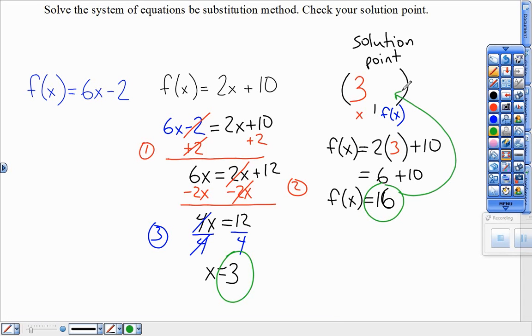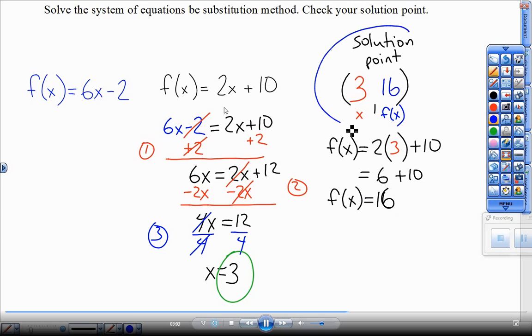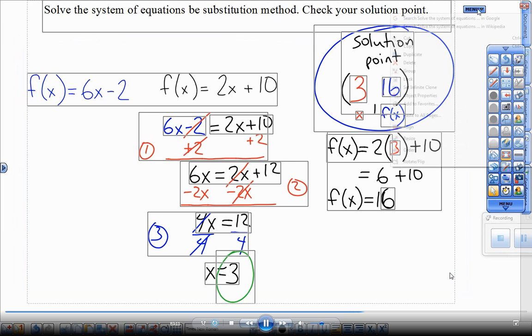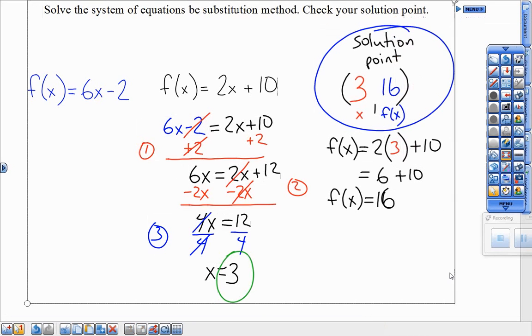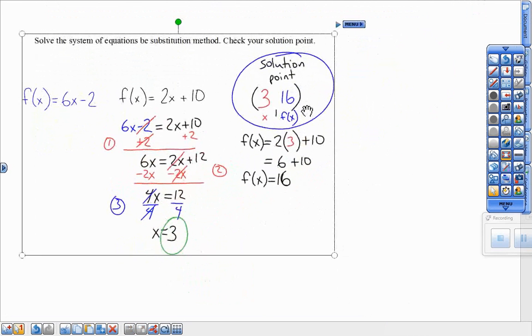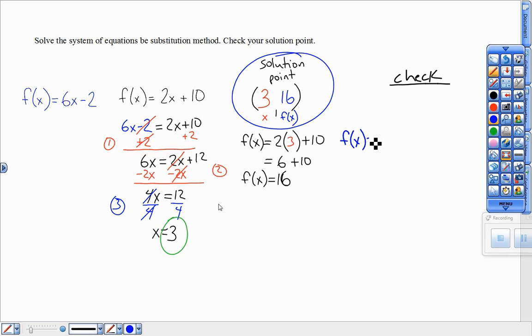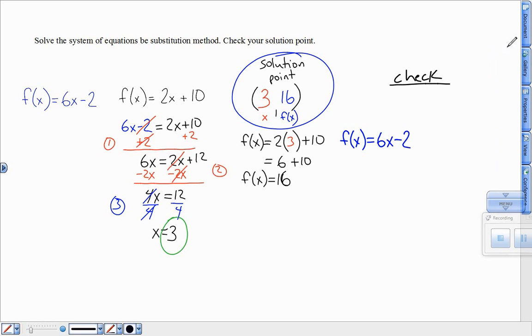What I'm going to have you also do is check this point and prove that this method worked without even having to graph it. So for the check, again, I want you to plug in 3 for x and 16 for f of x. So I'm going to shrink this down a little bit. And then for my check, I'm going to plug that into both of these to prove that it works. So I'm going to use the f of x equals 6x minus 2. And I'm also going to use the f of x equals 2x plus 10. I'm going to plug it into both.